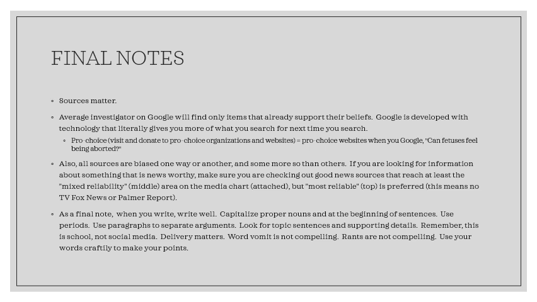Also, remember, all sources are biased one way or another. If you're looking for information that's newsworthy, make sure you're checking out good news sources that reach at least the mixed reliability. That's the middle area on the media chart, which is attached to this assignment. But most reliable is preferred, which means you can't go down to the bottom right and do TV Fox News, and you can't go down to the bottom left and do the Palmer Report. You have to look at the things at the top, things like NPR or Rutgers, right? These are reputable places to get news.